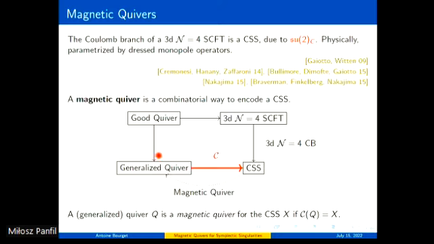So this whole thing can be summarized in this map C, which is the Coulomb branch. We will call it the Coulomb branch for short, but it's really all this process that you should do. And a magnetic quiver is just an inverse for that. So if you have a symplectic singularity X, a magnetic quiver for that is a quiver such that C of Q is X.